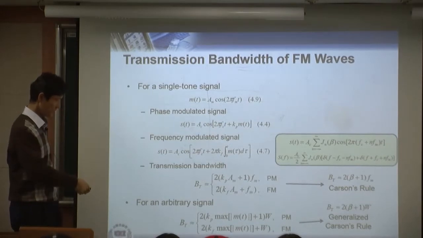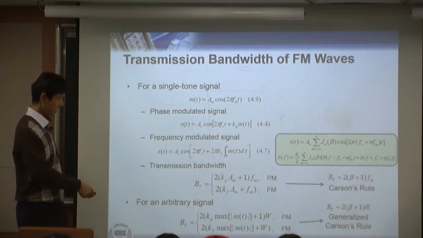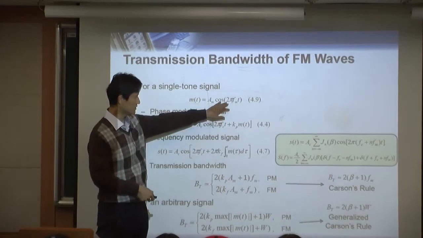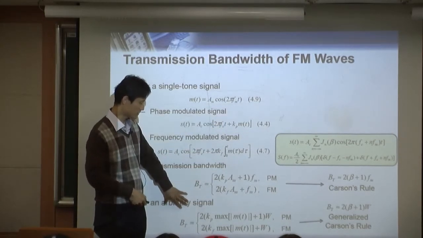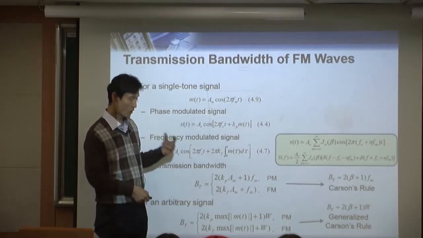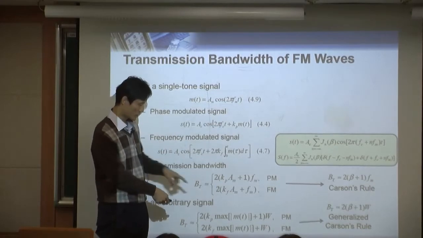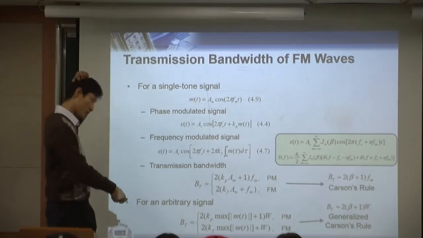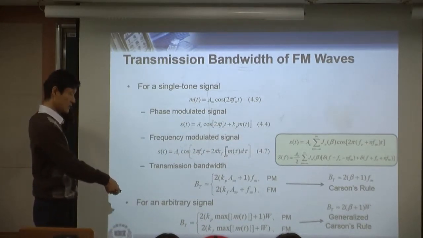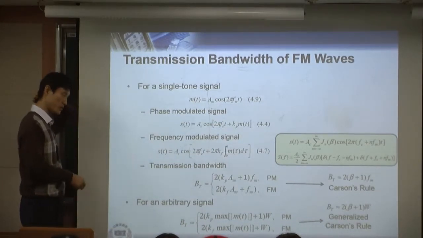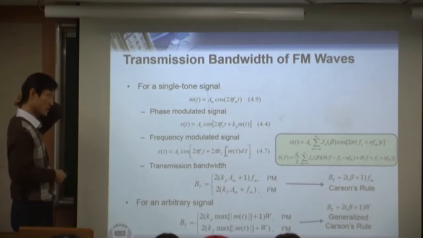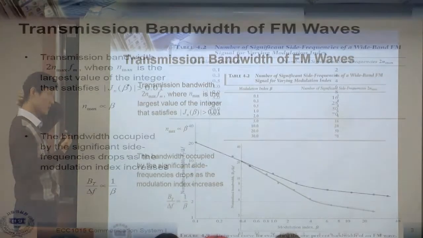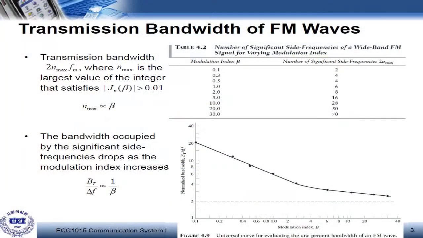If you assume an arbitrary signal, not the single tone, then your signal has its own bandwidth, W. So instead of fm, you can just put W. Then you can see this is the transmission bandwidth of your arbitrary signal, and we call that the generalized Carson's rule. So we learned about this graph and also this table.